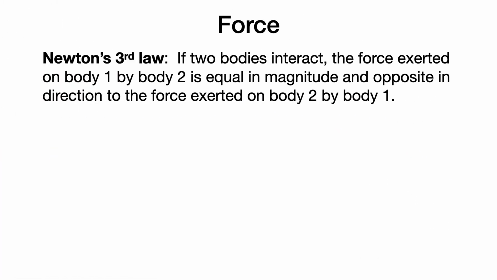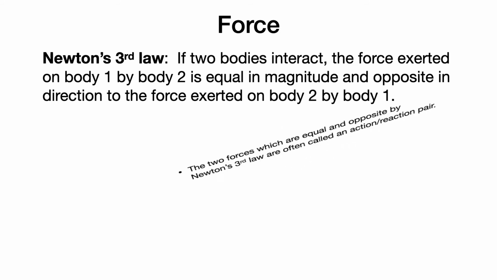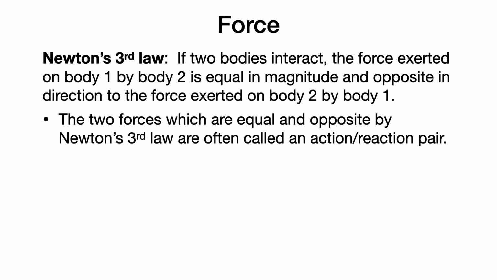Now this brings us to Newton's third law of motion. This says that if two bodies interact, the force exerted on body 1 by body 2 is equal in magnitude and opposite in direction to the force exerted on body 2 by body 1. Now, the two forces which are equal and opposite by Newton's third law are often called an action-reaction pair.